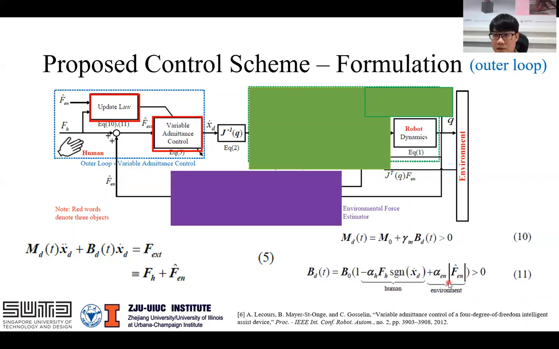In this work, we have another feedback from the environment. We simply design it as a gain times the absolute value of the environmental force. In other words, when the environmental force is larger, damping is larger. When damping is larger, admittance is smaller. Then when admittance is smaller, the cooperation will be less sensitive to the variance of the external force. This helps the robot stabilize the interaction. So this is the key point of the outer loop.